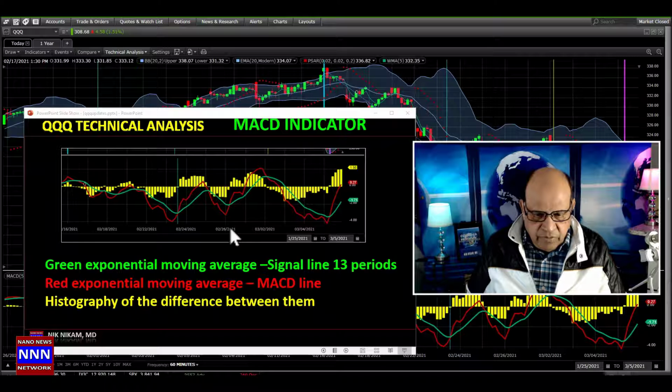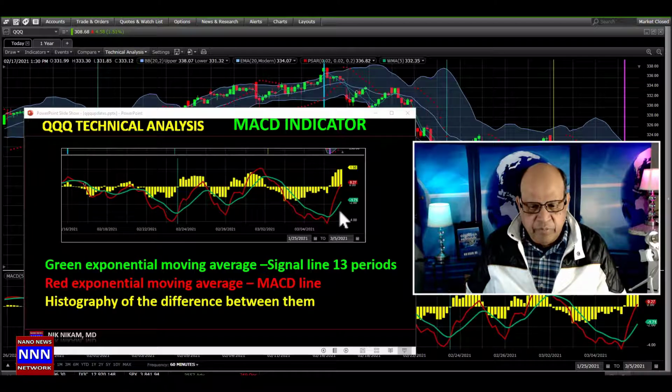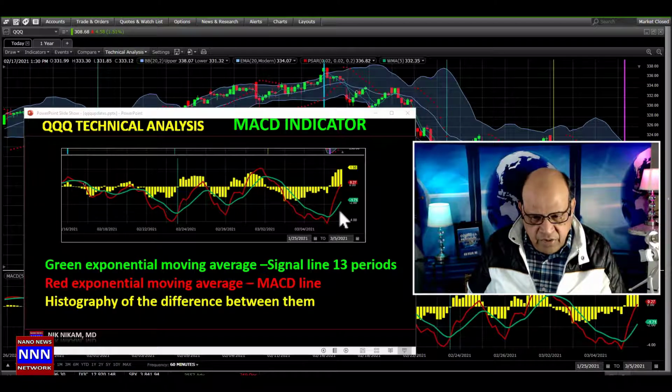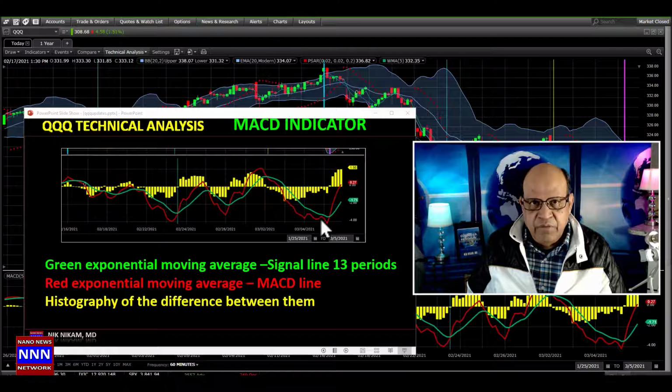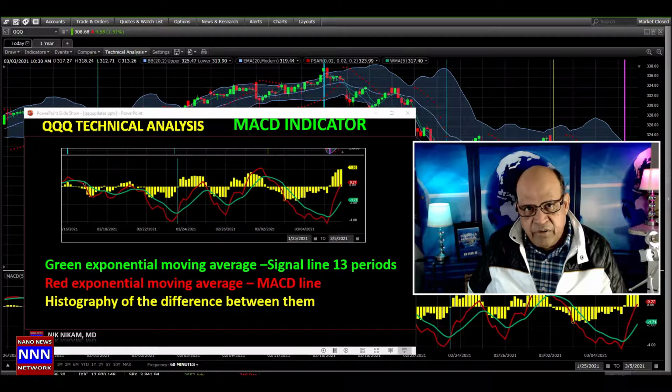So let's look at, first of all, the green exponential moving average, which is called the signal line. It is made up of, in my case, I changed it to the Fibonacci numbers 6 and 13. So this is the average of 6 periods, and this is the average of 13 periods. It's a matter of which one fits the graph in the historical charts, so that you can predict future events in that particular stock or bond or option.